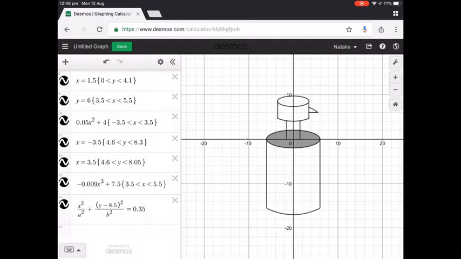And to add to that, I added a cubic curve of the equation negative 0.009x cubed plus 7.5, and I restricted it from 3.5 to 5.5 to act as the top part of where the soap comes out. Originally, I was going to add two lines instead of the one cubic line. One of those lines was going to be parallel to y equals 6, and the other was going to be perpendicular to y equals 6.